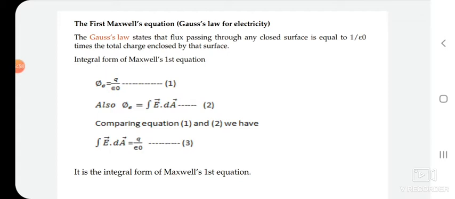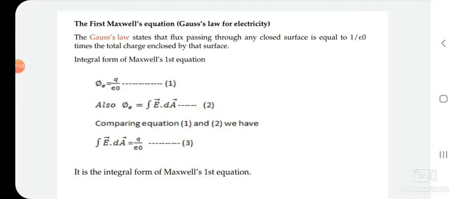Equation 2 gives flux in terms of electric field, the surface integral of E dot dA. If we substitute equation 2 for phi E in equation 1, then equation 1 becomes the surface integral of E dot dA equal to Q by epsilon naught. Actually, it is the integral form of Maxwell's first equation.